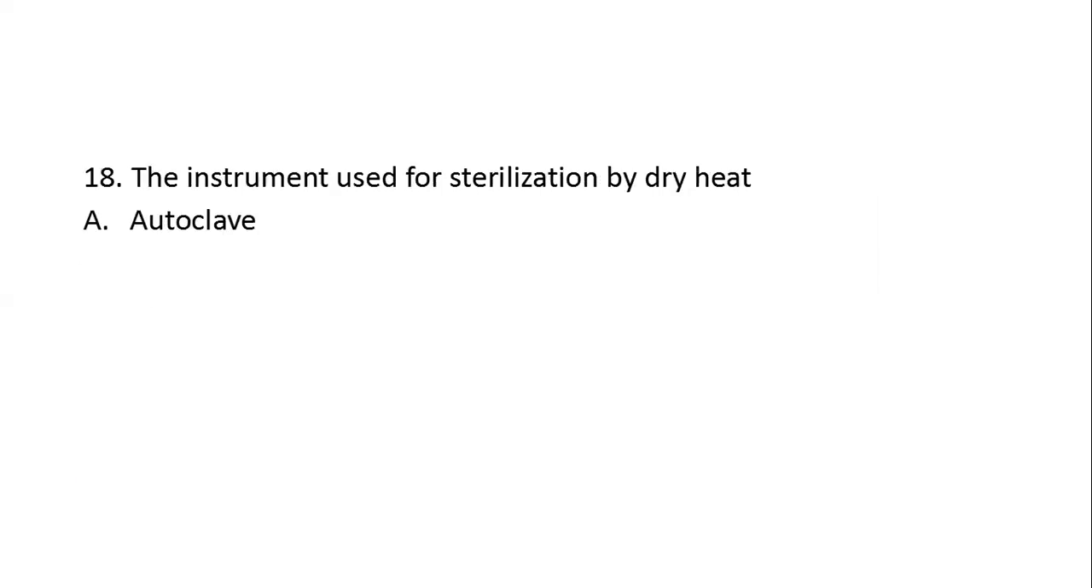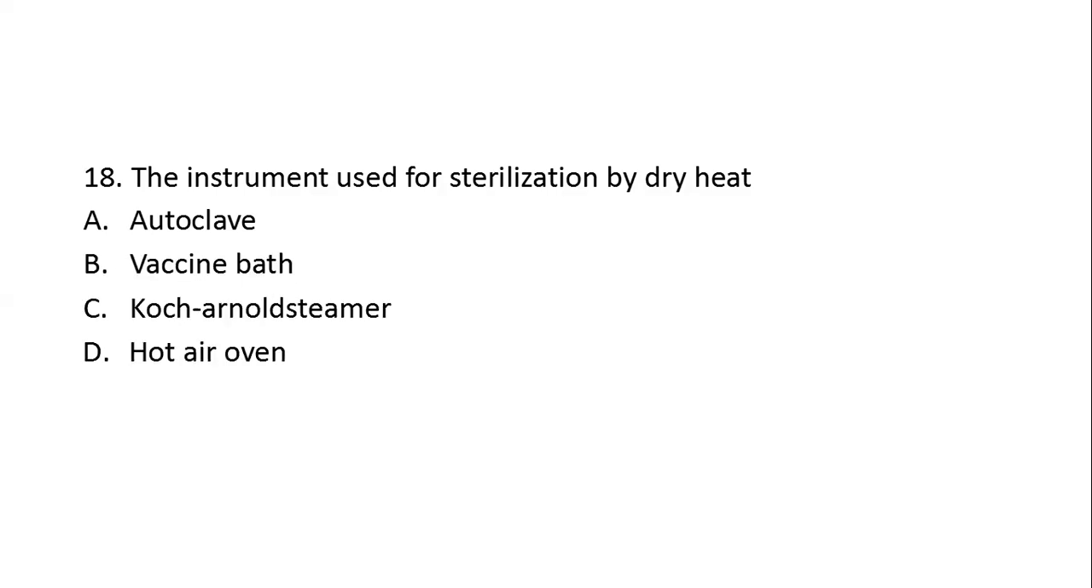Next question: the instrument used for sterilization by dry heat. Option A, autoclave; option B, vaccine bath; option C, Koch-Arnold steamer; option D, hot air oven. Here the right answer is option D, hot air oven. It works on dry heat. The holding time of a hot air oven is 160 degrees centigrade for 2 hours. Autoclave, vaccine bath, and Koch-Arnold steamer come under moist heat methods of sterilization.